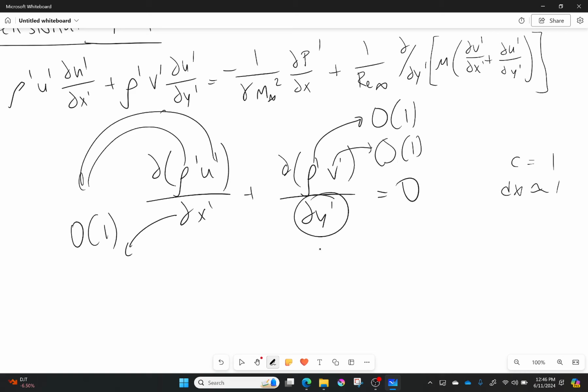dy prime though, remember that we're going in the delta direction. And delta is way, way less than c. And so dy prime is on the order of delta. So it's going to be smaller than the rest. It's not taking the full length.